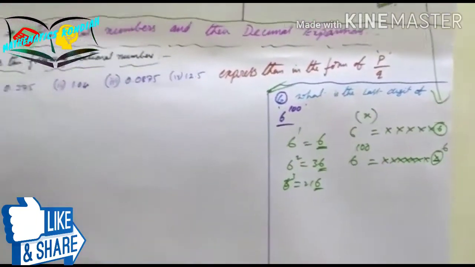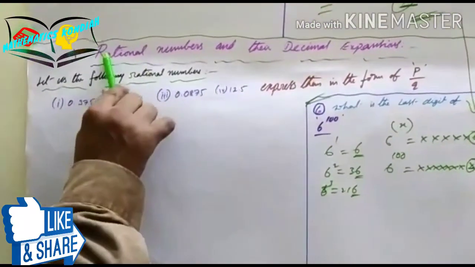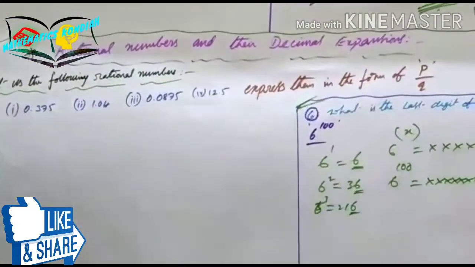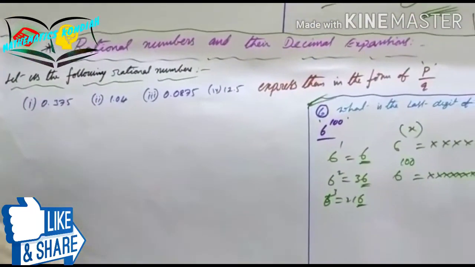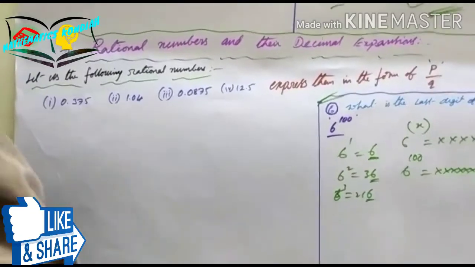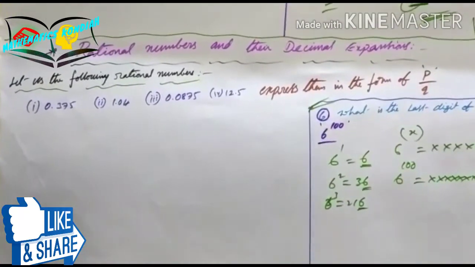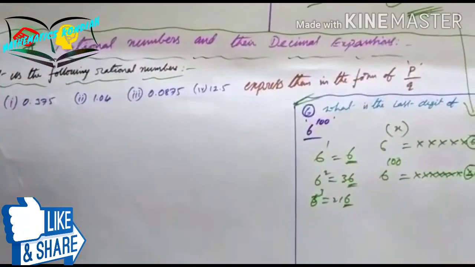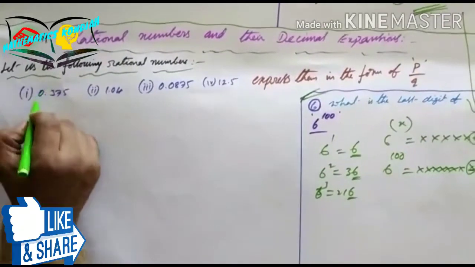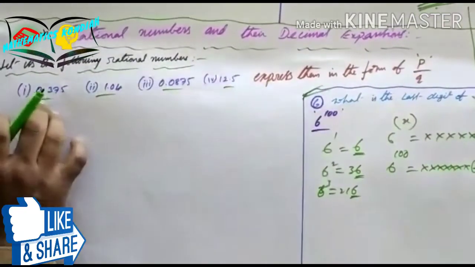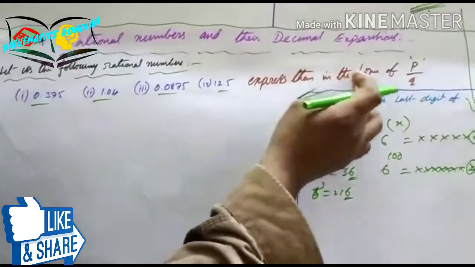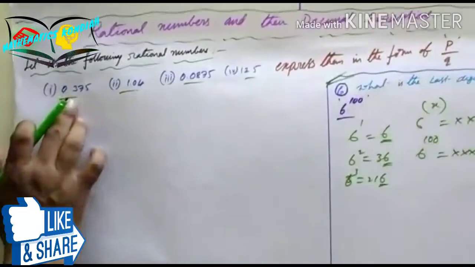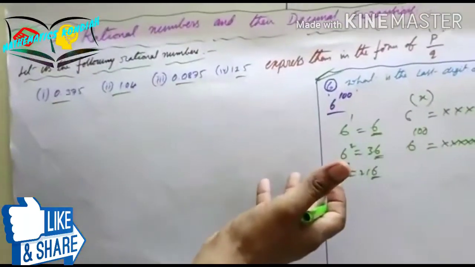Go to rational numbers and their decimal expansion. Let us take the following rational numbers. Express them in the form p by q. The numbers are in decimal form, and we convert them into rational form.